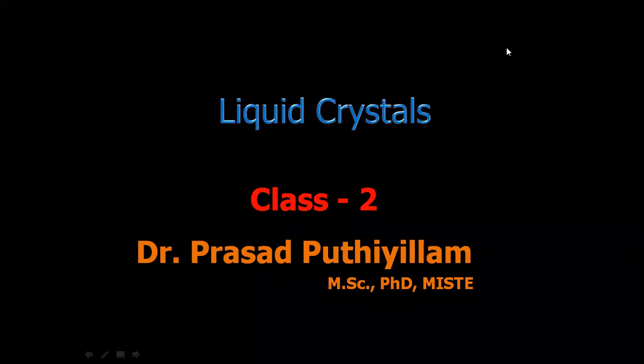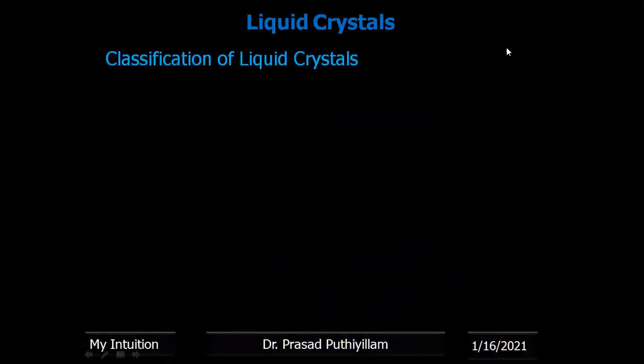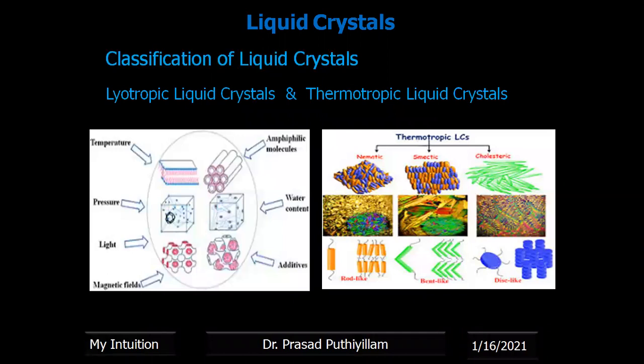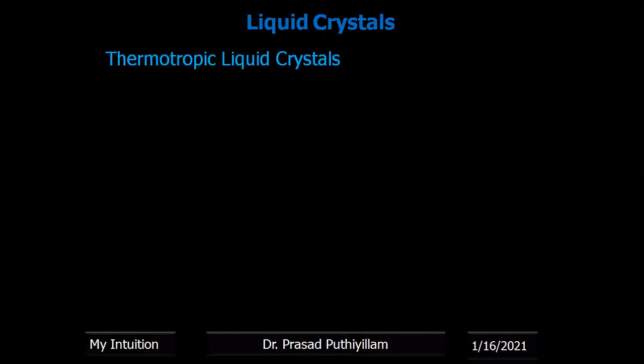I'm continuing my classes on liquid crystal, class number 2. In the previous class, I explained about lyotropic liquid crystals. This particular class is based on thermotropic liquid crystals. So, classification of liquid crystals as lyotropic and thermotropic is explained in the previous class. And lyotropic was explained in detail with the maximum possible examples, their applications, and properties.